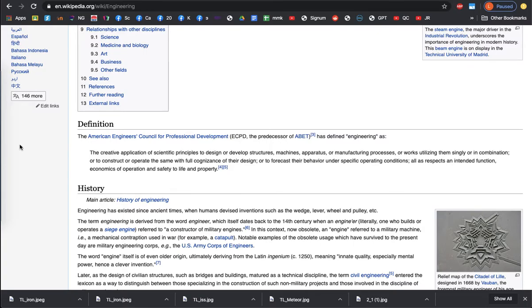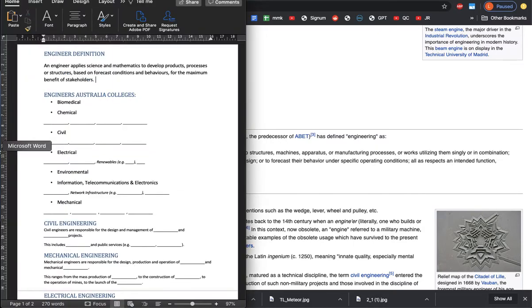So I'm going to go with mine, which even mine is a little bit complicated, but we'll see what I've written here. I have said, an engineer applies science and mathematics to develop products, processes, or structures based on forecast conditions and behaviors for the maximum benefit of stakeholders. So let's go through that bit by bit. An engineer is a person, and they work fundamentally with maths and science. What they do is they make products, processes, and structures.